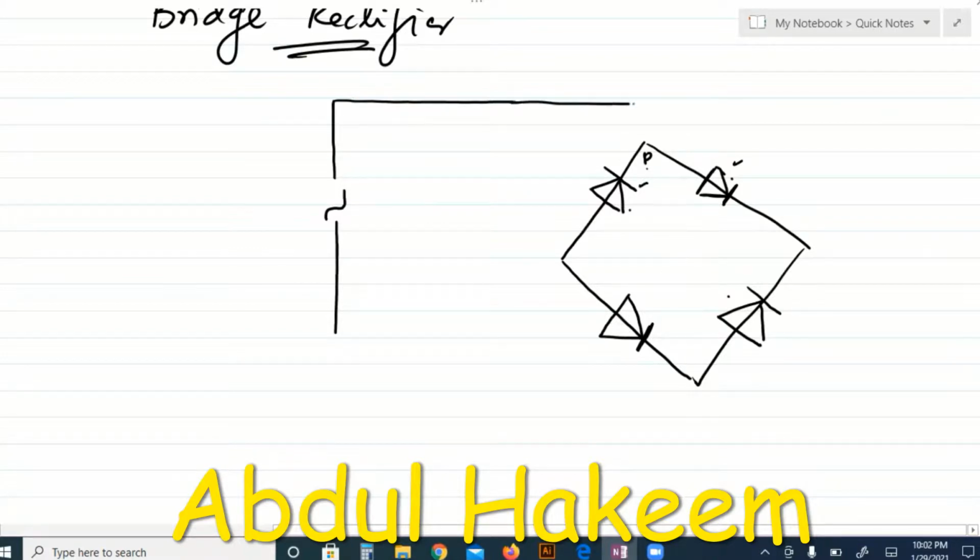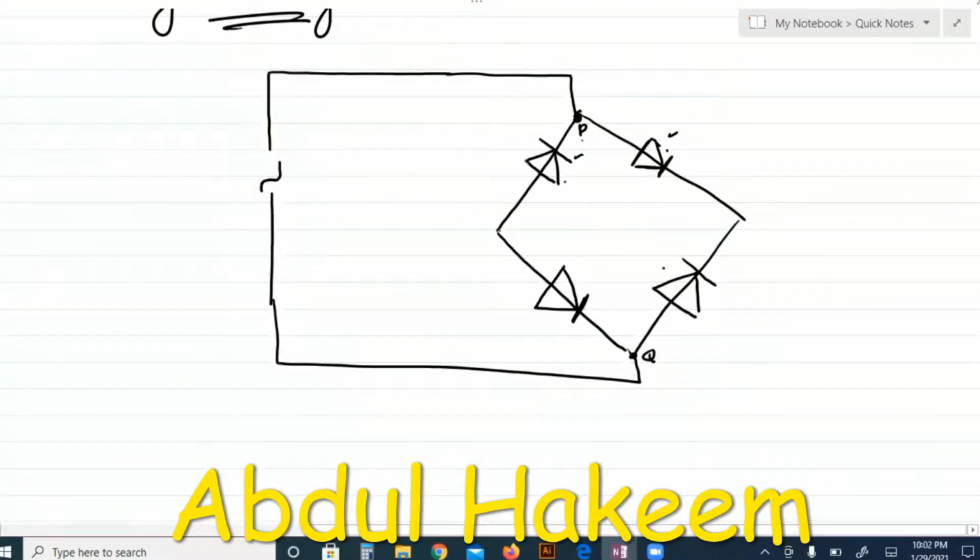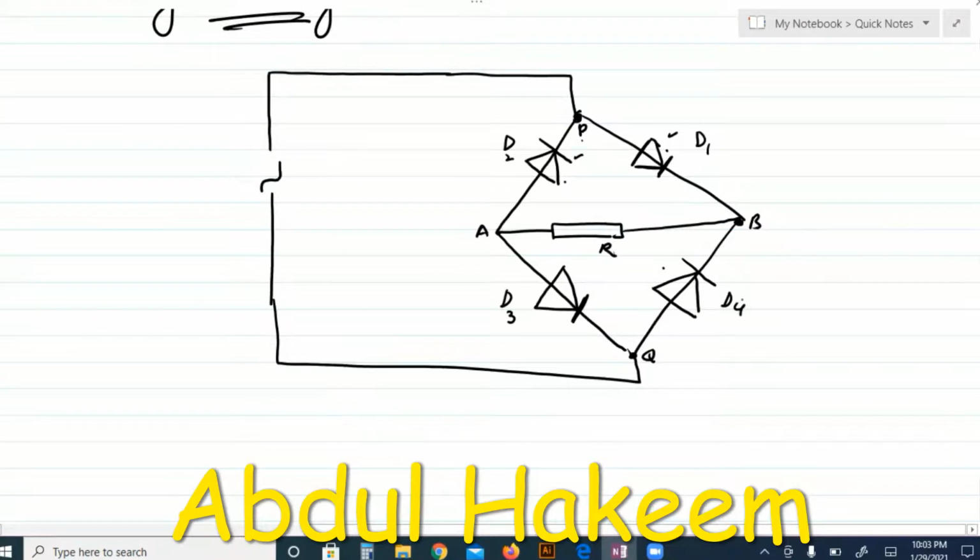Now one wire is connected with the P and the other wire is connected here. Suppose this is the Q. And then these two terminals, suppose these are A and B, connect a resistor between A and B. So this is called the bridge rectifier circuit. Suppose this diode is D1, this diode is D2, this is D3, this is D4.